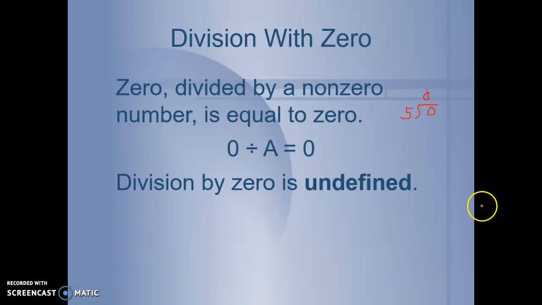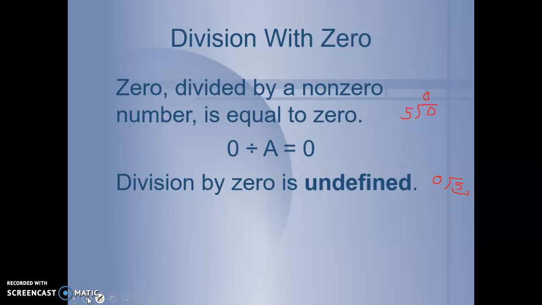Division by 0 is undefined. If I have 5 and I try to divide it into 0 groups, that's impossible. It's undefined. Because if I have 5, I at least have one group. I can't have 0 groups.